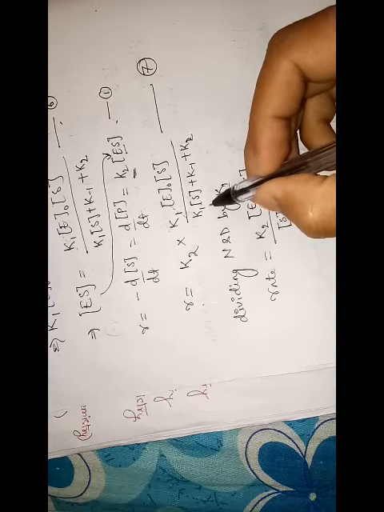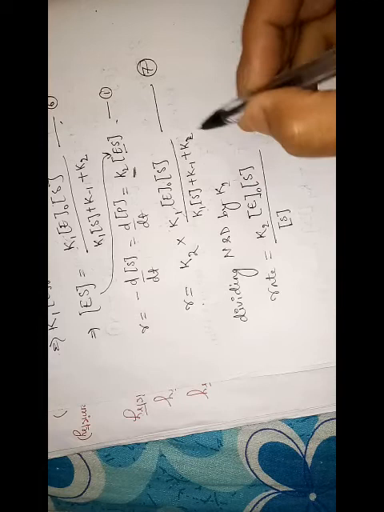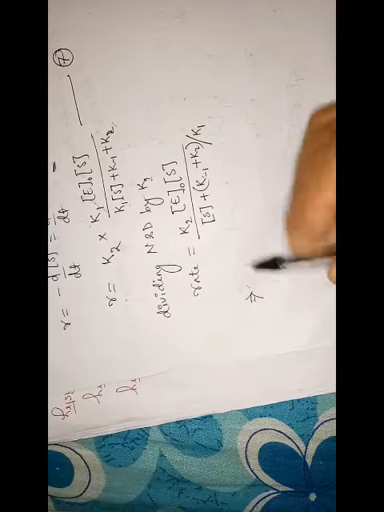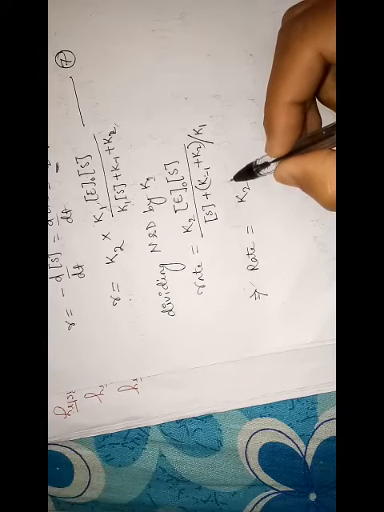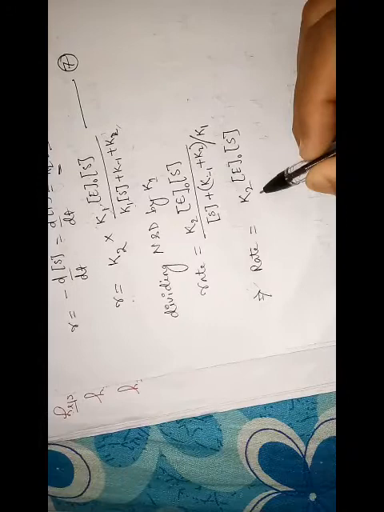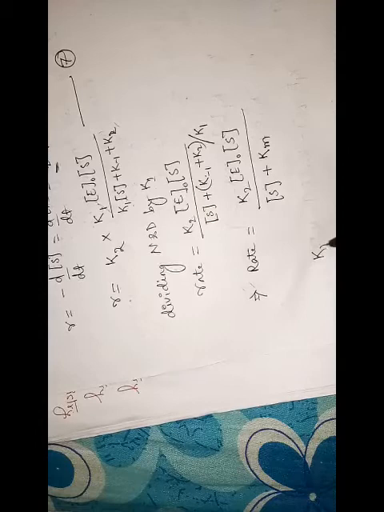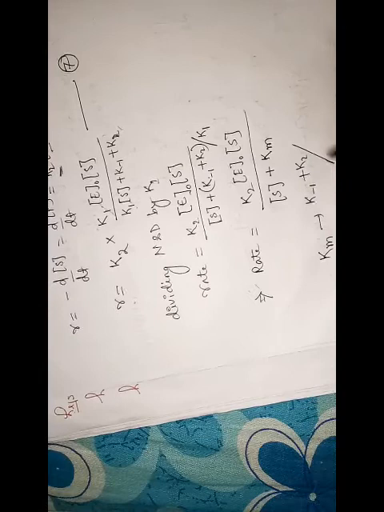Here if we divide it by K1, so again this will be divided by K1. So both this K minus 1 plus K2 is divided by K1. So we can write (K minus 1 plus K2) divided by K1, okay. So finally what we are going to see, rate is equal to K2 E naught S, and then here concentration of S plus Km, okay, where Km is nothing but (K minus 1 plus K2) divided by K1, okay, that is the Km.